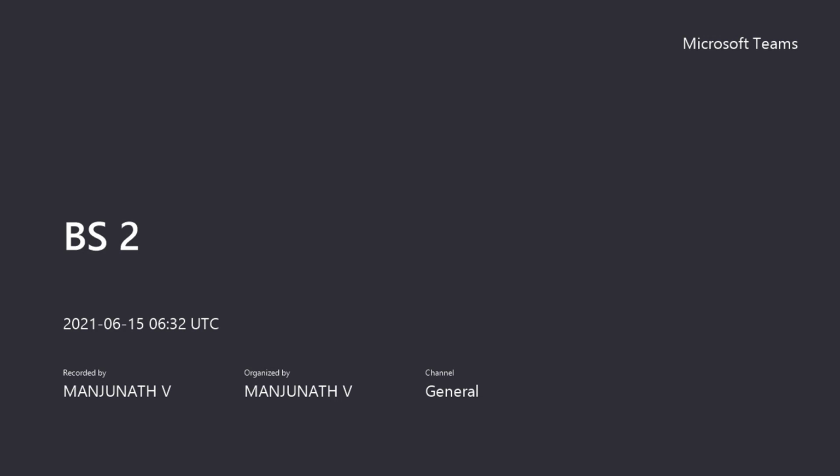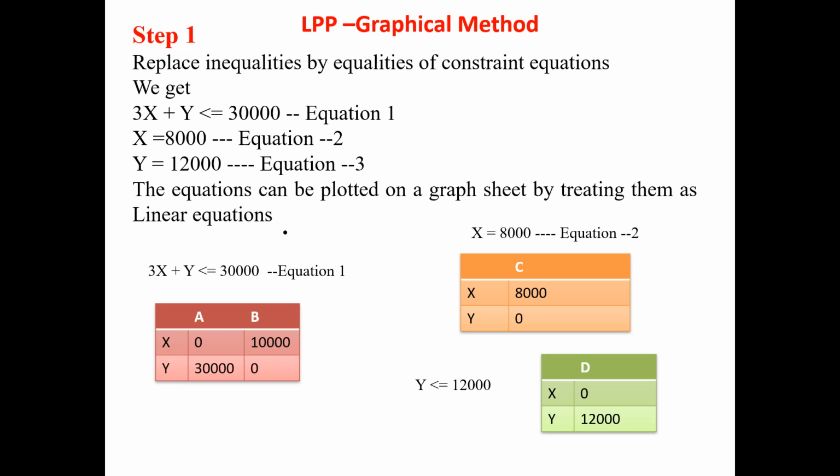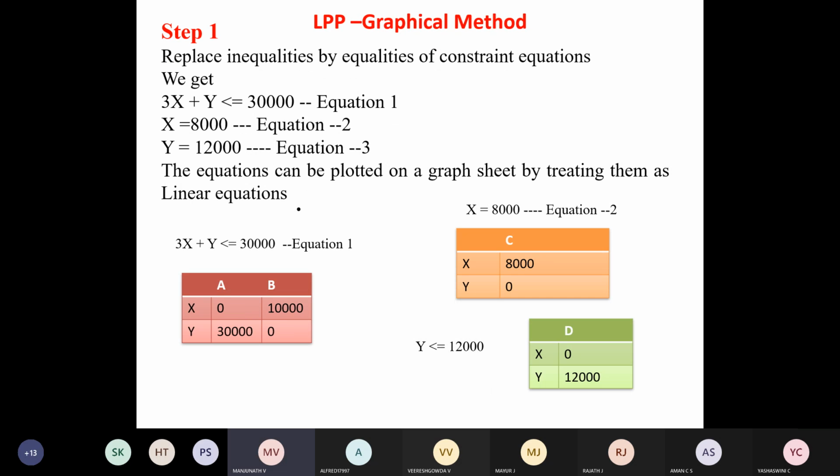A is 0, 30,000. B is 10,000, 0. C is 8,000, 0. D is 0 and 12,000.